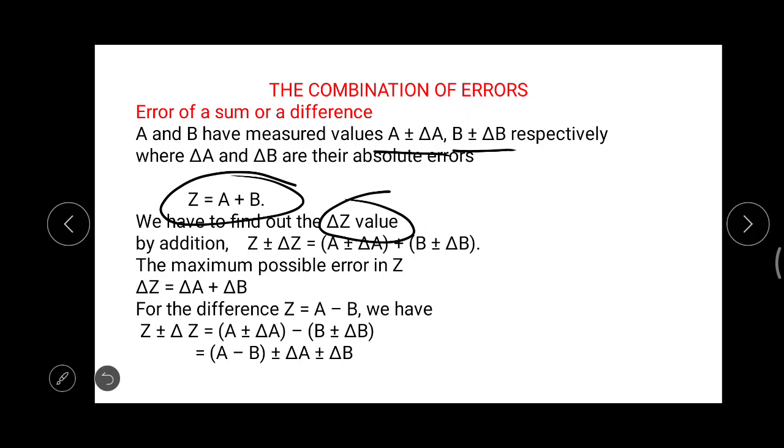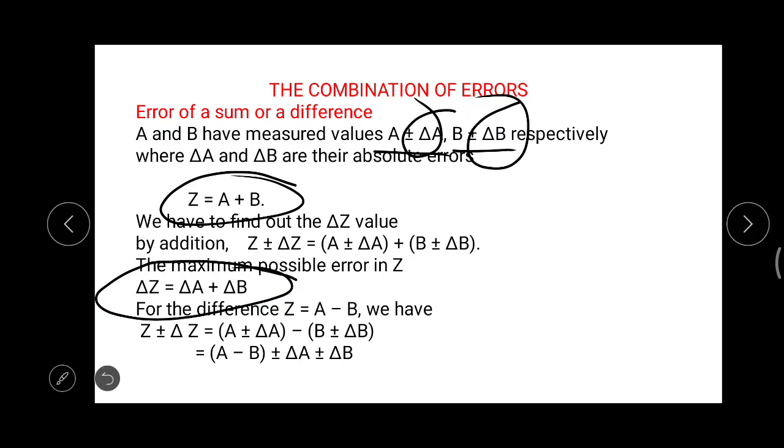How can we find delta Z? A is given with error delta A and B is given with error delta B. So by addition, Z plus or minus delta Z is A plus or minus delta A plus B plus or minus delta B, where A plus B is Z and delta A plus delta B is delta Z. The maximum possible error that can occur in this calculation will be delta A plus delta B. So Z is equal to A plus B and delta Z is equal to delta A plus delta B.